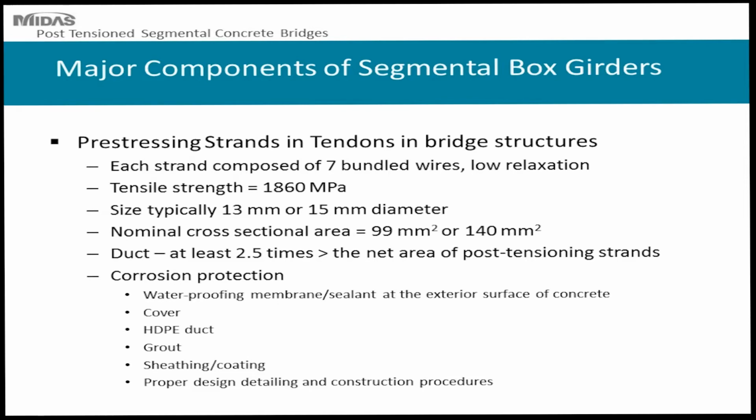The duct size, which is used to house the tendons, has to be a minimum 2.5 times larger than the net area of the post tensioning strands. The most important thing here for tendons is the corrosion protection. Usually you want to provide 6 levels of corrosion protection.